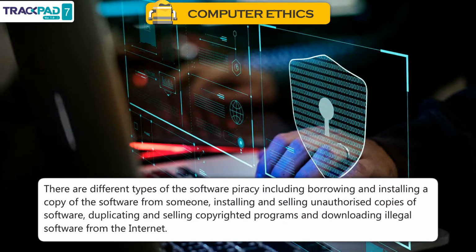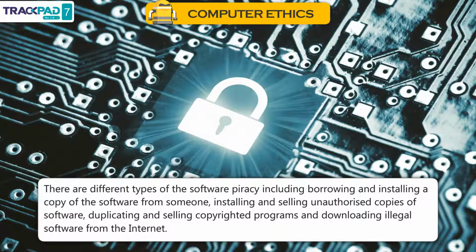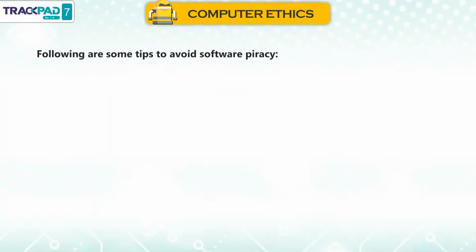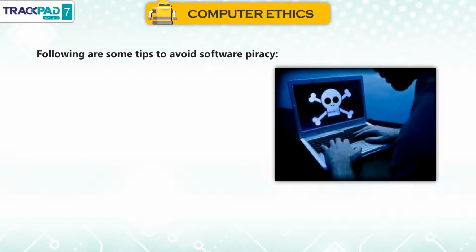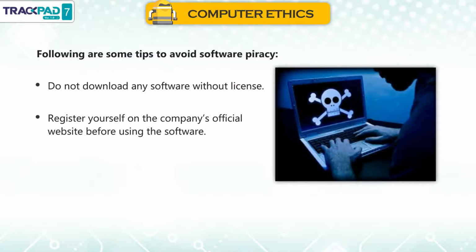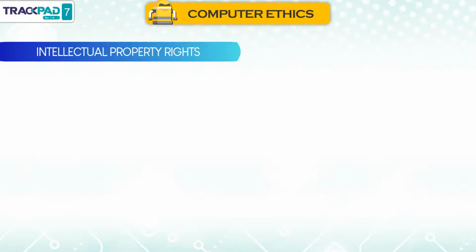There are different types of software piracy, including borrowing and installing a copy of the software from someone, installing and selling unauthorized copies of software, duplicating and selling copyrighted programs, and downloading illegal software from the internet. Following are some tips to avoid software piracy. Do not download any software without license. Register yourself on the company's official website before using the software.